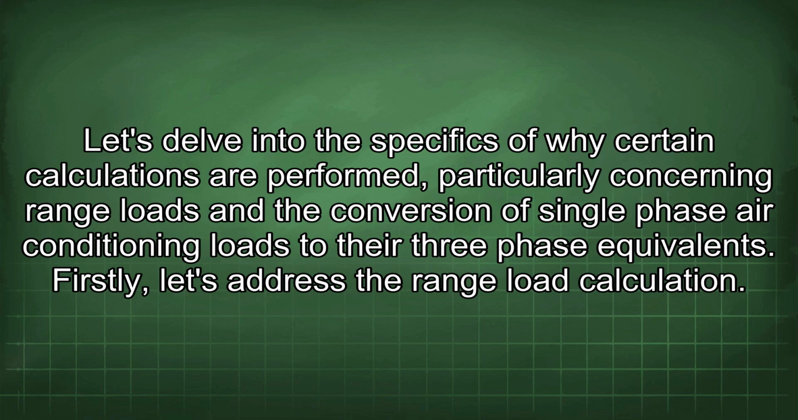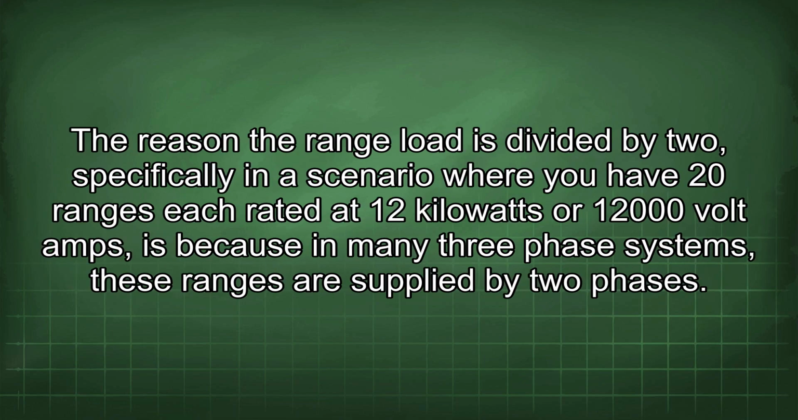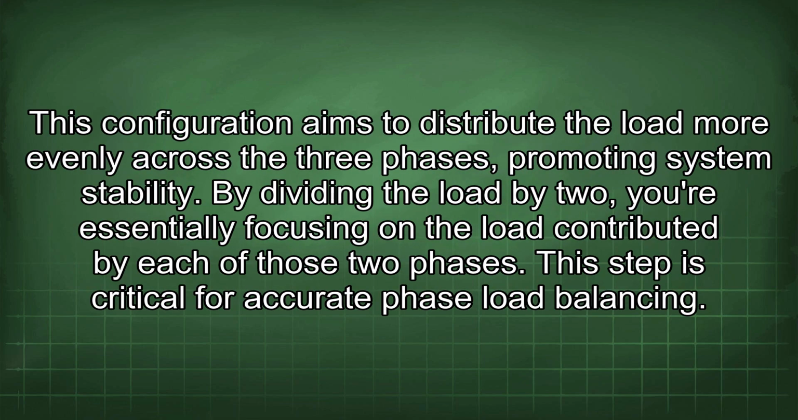Firstly, let's address the range load calculation. The reason the range load is divided by 2, specifically in a scenario where you have 20 ranges each rated at 12 kilowatts or 12,000 volt amps, is because in many three-phase systems, these ranges are supplied by 2 phases. This configuration aims to distribute the load more evenly across the 3 phases, promoting system stability. By dividing the load by 2, we are essentially focusing on the load contributed by each of those 2 phases. This step is critical for accurate phase load balancing.